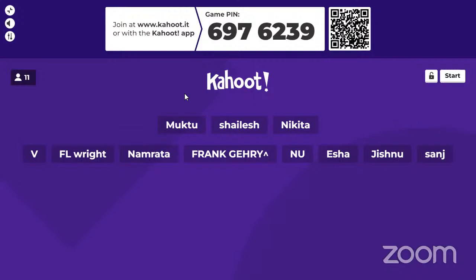Okay. You can see some of the interesting names being displayed. So if you have joined, the best way to check whether you've joined or not is to look at the screen and figure out whether the name that you have given is here or not. Okay. So yes, we have some interesting names. Nikita, Shailesh, Shaz, everybody has joined.